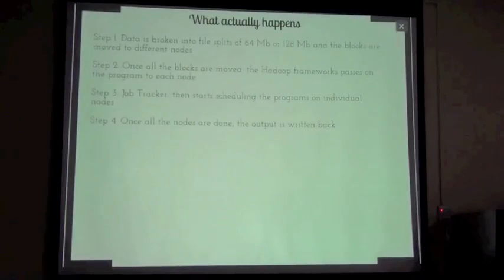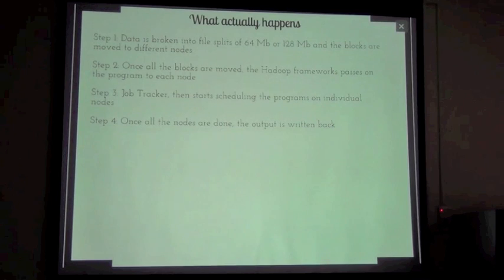Most of what we played in this whole thing is now just part of the slide. So we'll read through, and if you guys have any questions, just ask. So what actually happens? Data is broken into file splits of typically 64 to 128 MB based on your configuration, and the blocks are moved to different nodes. Once all the blocks are moved, the Hadoop framework passes the program to each node.